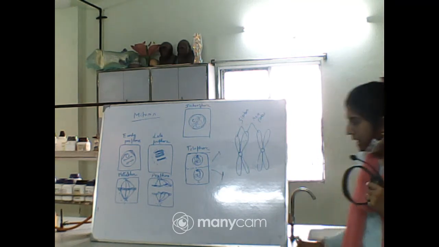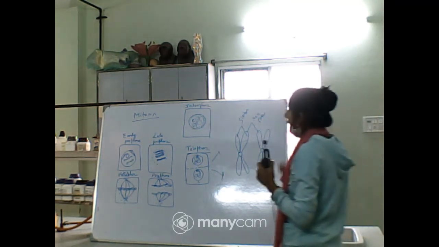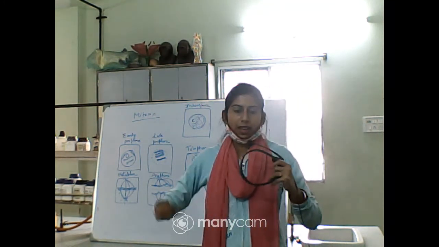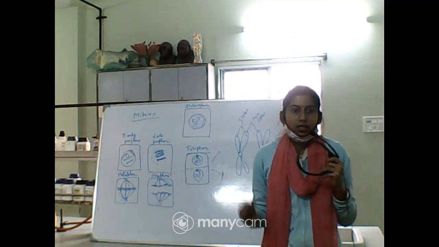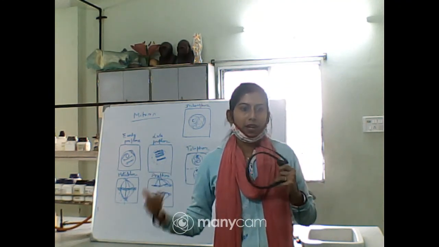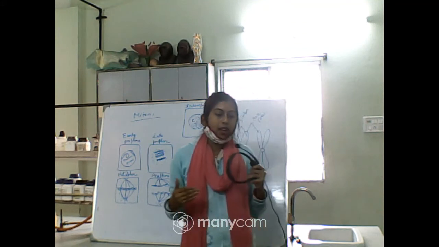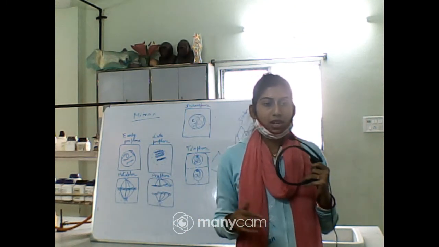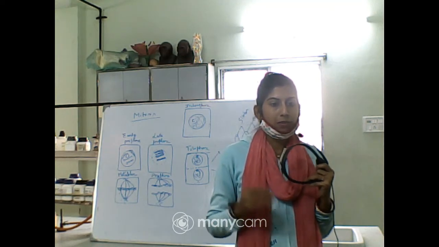And after that, cytokinesis will take place. As I was discussing the onion root tip cell, as you know this is a plant cell, so there are differences between plant and animal. In the plant cell we will get the cell wall. So in this cytokinesis there will be differences in plants and animals.